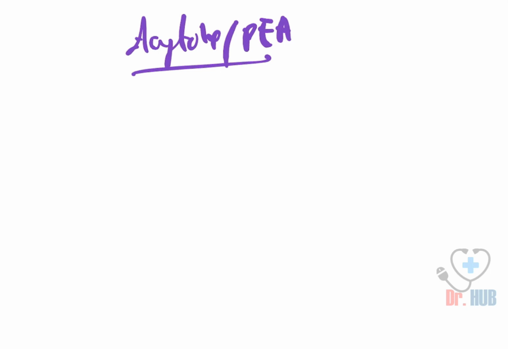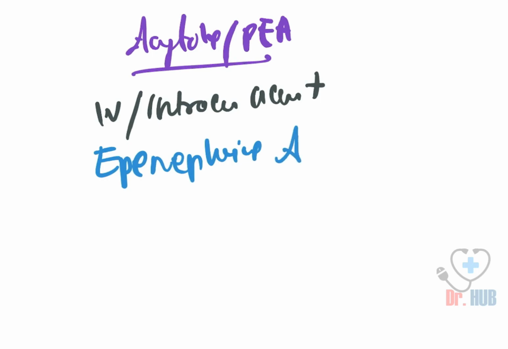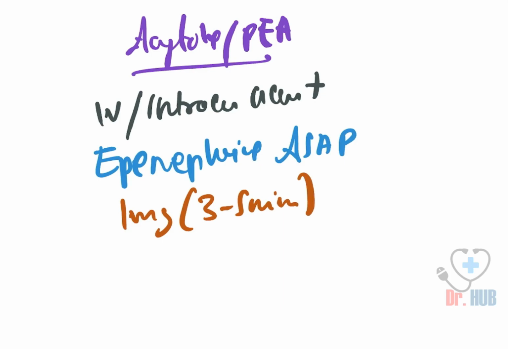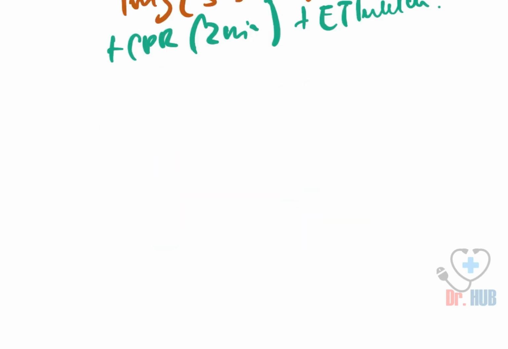So in case of the asystole or the PEA, what is the algorithm? The first thing we do is we give the IV, intravenous, as well as the intraosseous access, and along with this we do the epinephrine ASAP, that is epinephrine very quickly, and continue 1 mg every 3 to 5 minutes. Along with this we do the CPR, and this is for 2 minutes along with the ET intubation.